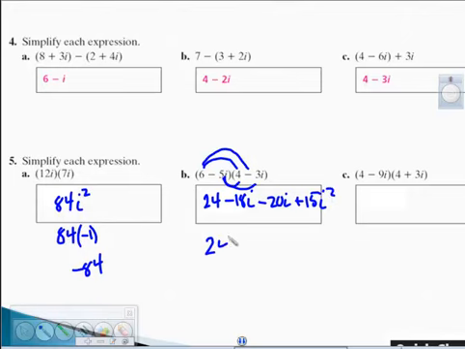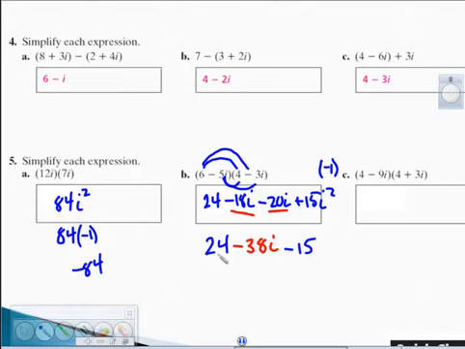Combine the like terms, so we have 24, negative 18i, negative 20i. So these two, you can combine. So that's going to be, what is that going to be? Negative 38i. Okay? And then lastly, we've got something crazy right here. Notice that this is 15 times i squared, which is negative 1, right? The i squared is negative 1, so that's going to be a negative 15.